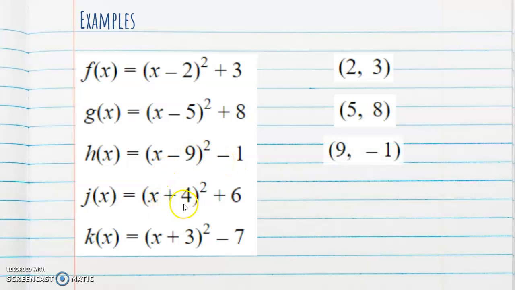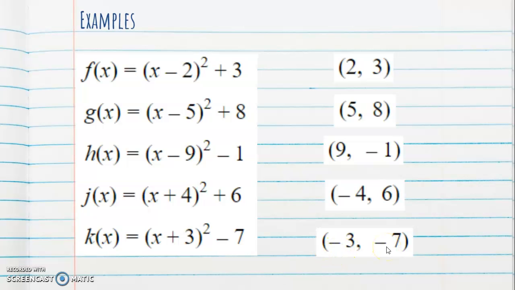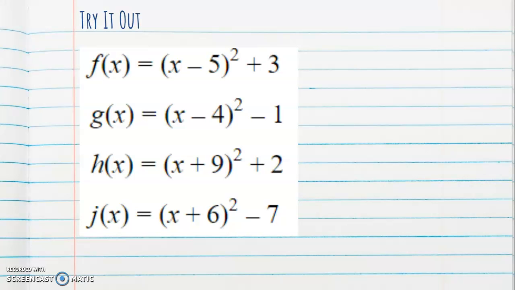The opposite of positive 4 is negative 4. So negative 4 comma 6. Here, negative 3, negative 7. So notice the h value is the opposite. The k value stays the same. That doesn't change at all. Okay?